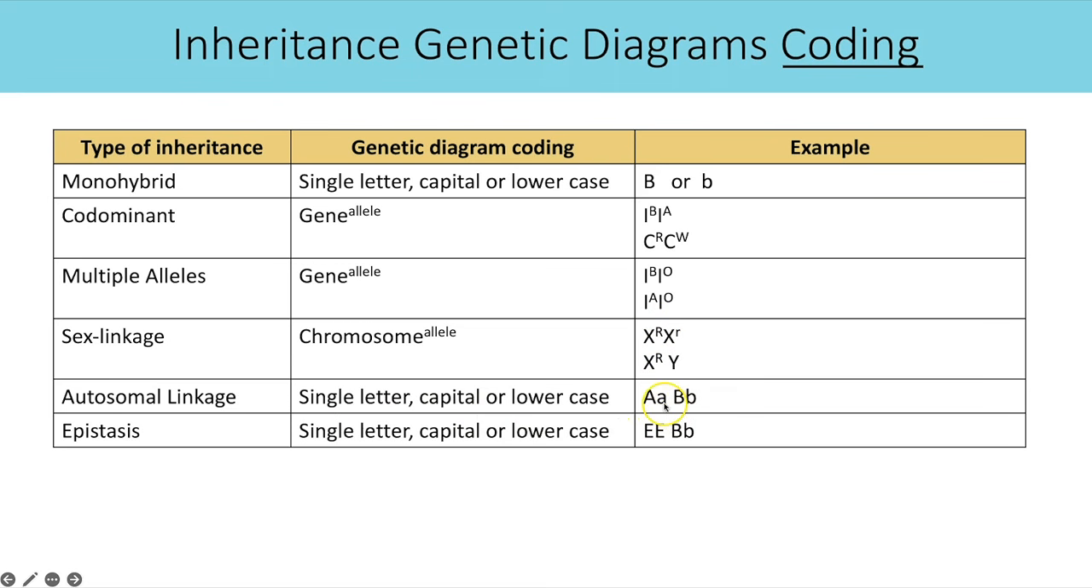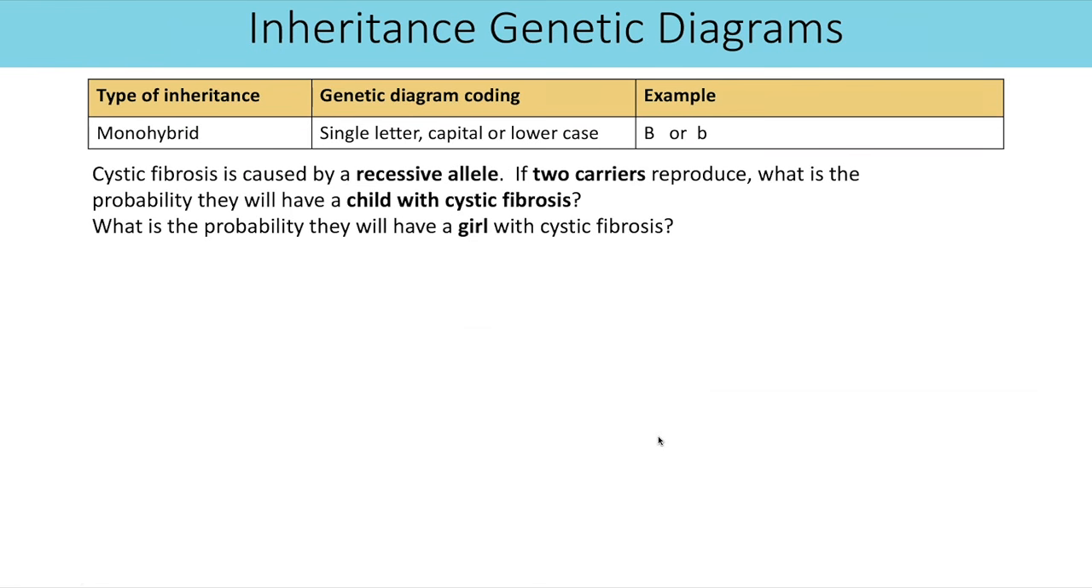Autosomal linkage, this is just using the same system as the monohybrid, but that will always be a dihybrid example, so that's the inheritance of two genes, that's why we've got two different letters, but it should be capital or lowercase for dominant and recessive. Same with epistasis, that's always a dihybrid example because one gene can mask the expression of the other gene. But you'd pick one letter for one of the genes, another letter for the other, capital and lowercase to represent dominance and recessive. So let's go through some genetic cross examples to look at how this all works.